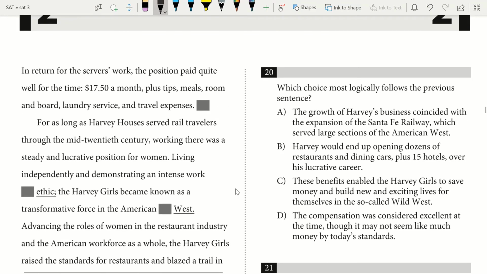In return for their server's work, the position paid quite well for the time, $17.50 a month, plus tips, meals, room and board, laundry service, and travel expenses. Now we're asked for which choice most logically follows the previous sentence.